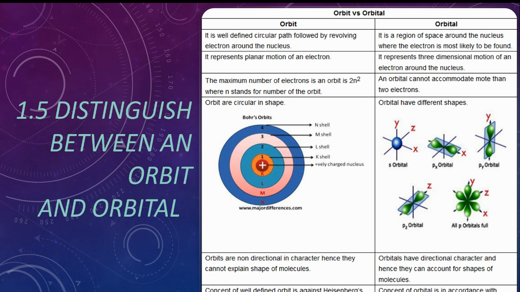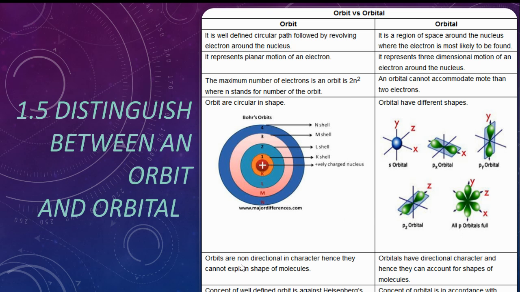The orbit is circular in shape, whereas orbitals have different shapes. Just now we have seen S is spherical, P is dumbbell, and D is double dumbbell.